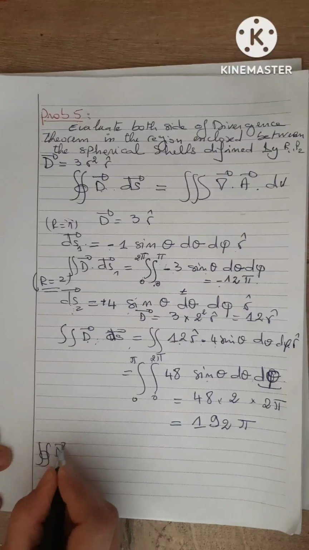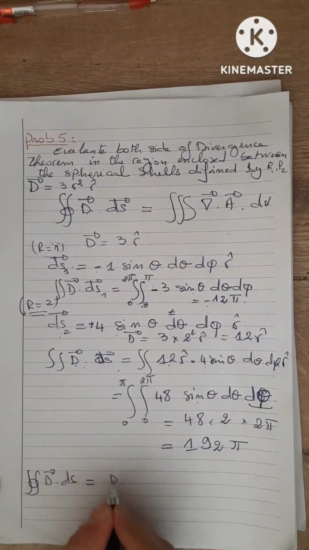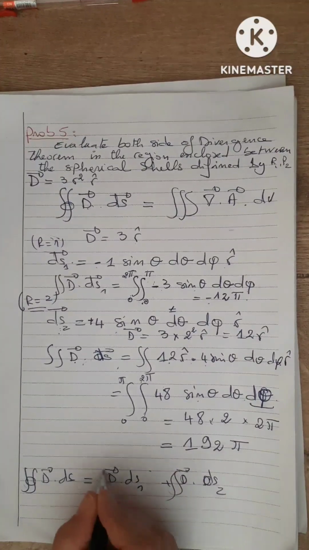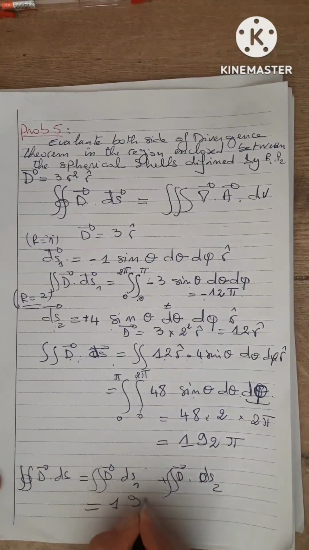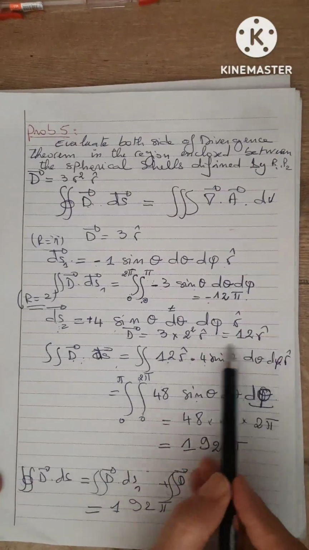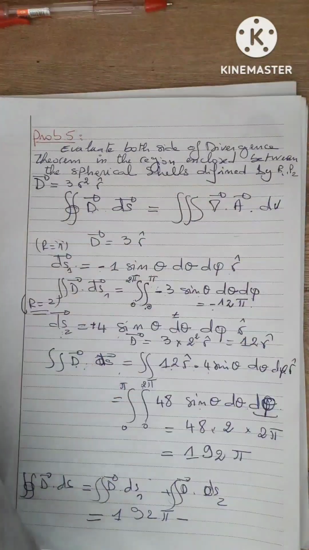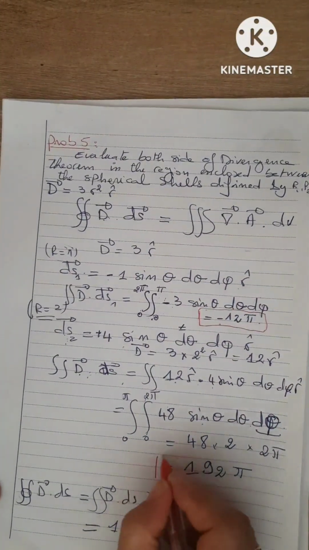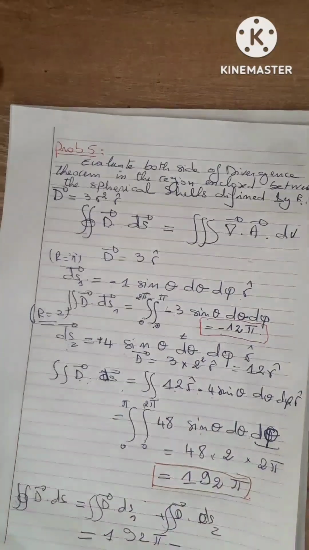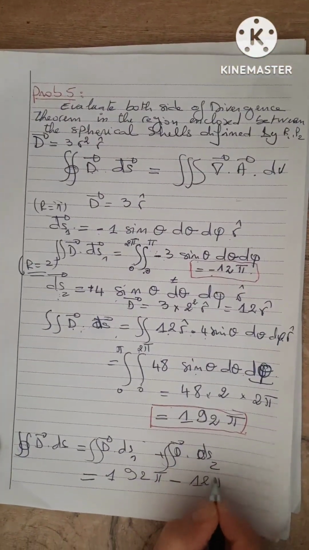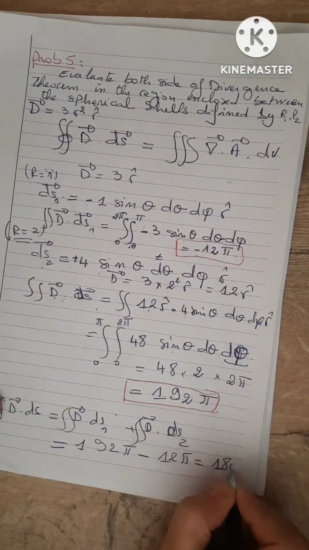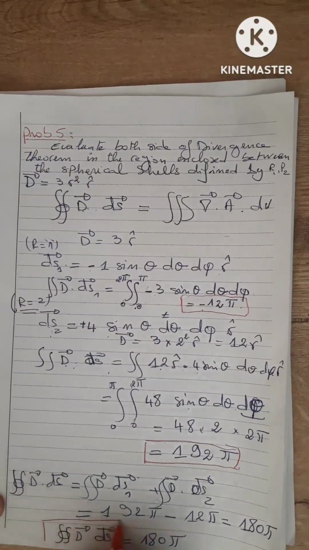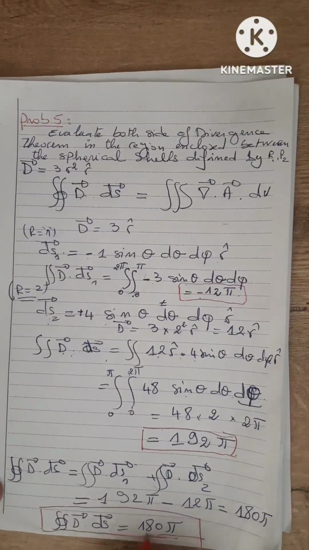Now the integral of D dot dS over the enclosed surface is dS1 plus dS2, which equals 192 pi minus the result of the first one, which is 12 pi. So the final result is 180 pi.